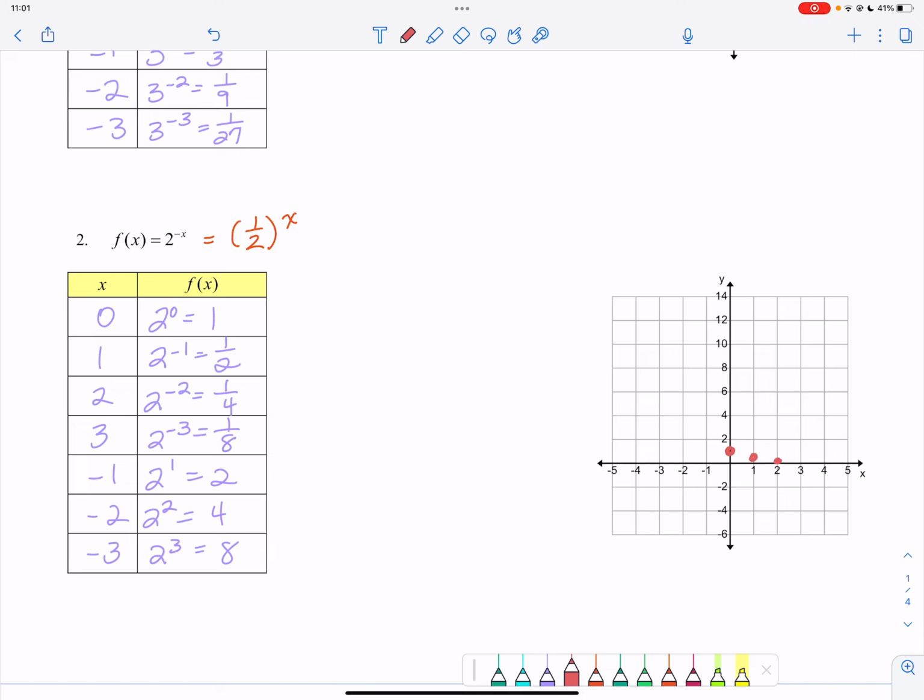So now, coming over to this graph, you can see that we have 0, 1, 1, 1/2, 2, 1/4, 3, 1/8, -1, 2, -2, 4, and -3, 8. And this is f of x equals 1/2 to the x power.